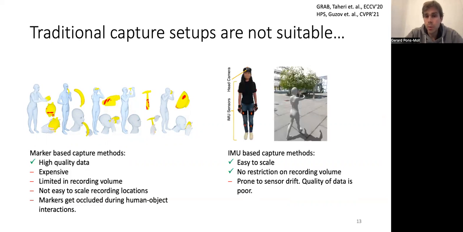Well, another way is to put IMU sensors on the body and then basically use this camera-free system in order to track the person. And we will see a little bit of this technique later. IMUs are good because they are easy to scale and there's no restriction in the recording volume. You can record in large spaces, but they are prone to sensor drift, and the quality of the data is, I would not say poor, maybe that's a bit exaggerated, but it's not as good as an optical marker system. And especially if you do not incorporate any visual information like this, your data will basically drift away over time.